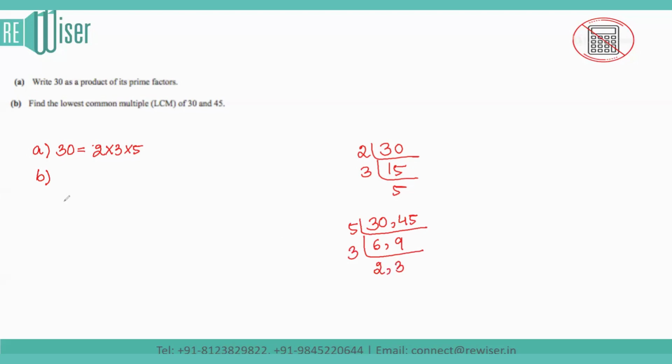Therefore, the least common multiple of 30 and 45 is 5 into 3 into 2 into 3. That is 15 into 2, that is 30. 30 into 3 is 90. Therefore, LCM of 30 and 45 is equal to 90.